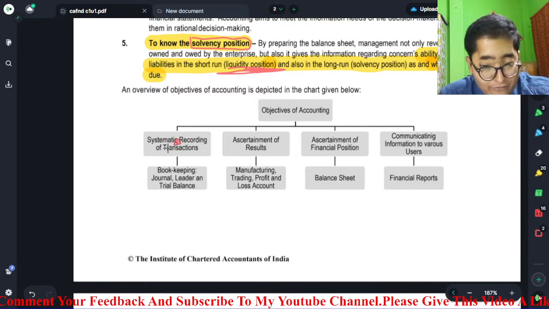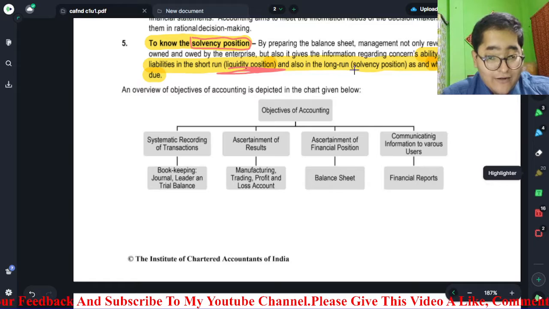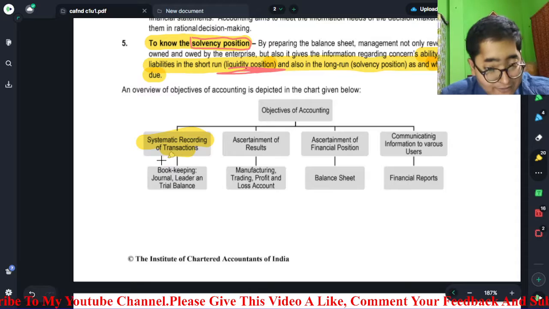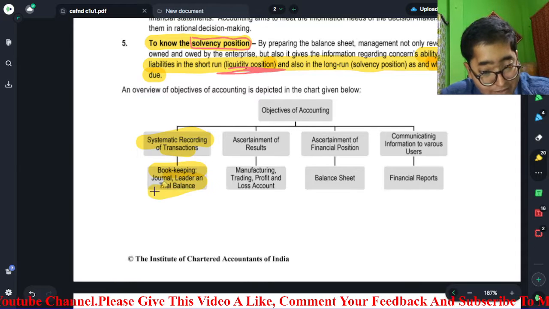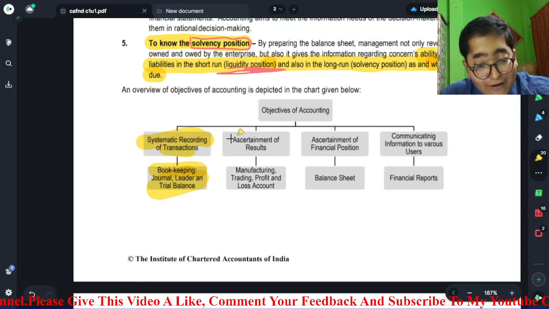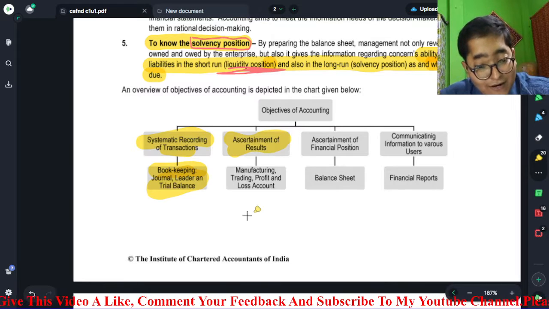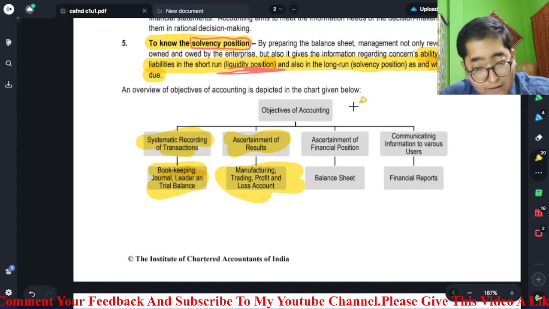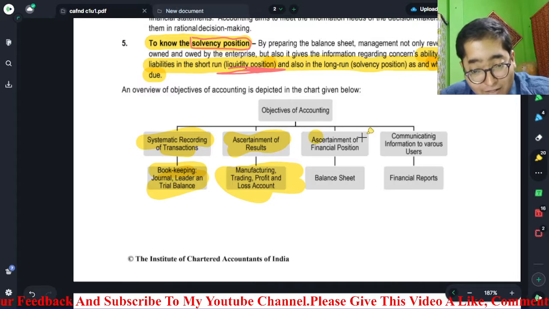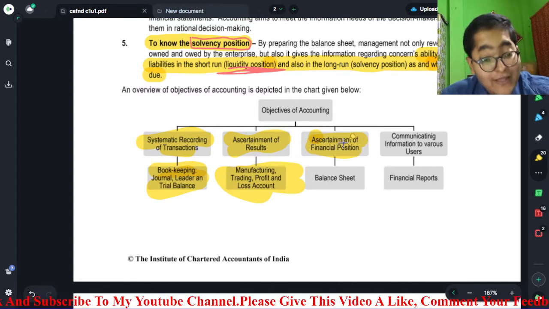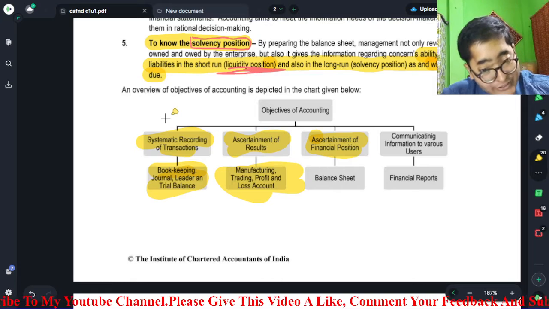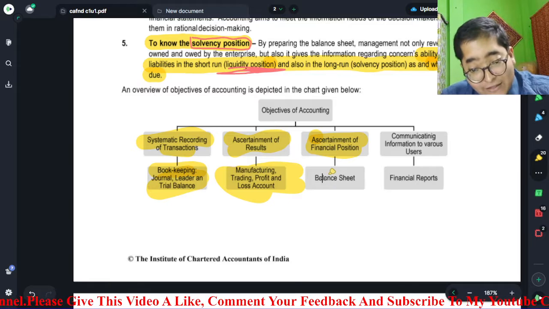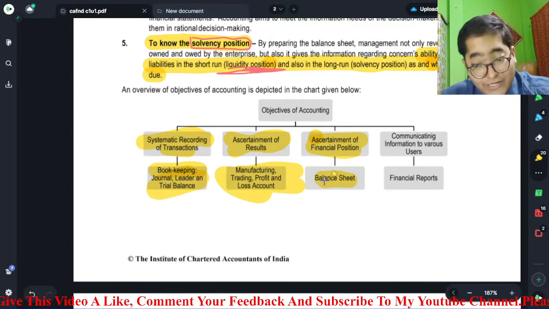So the objectives of accounting. The objectives of accounting are summarized here. Systematic recording of transactions is done through bookkeeping, journal, ledger, and trial balance. Then the ascertainment of results, through manufacturing account, trading account, profit and loss account. Then comes the ascertainment of financial position. First, systematic recording of transactions, then ascertaining the results, then ascertainment of financial position, which is done through the balance sheet.